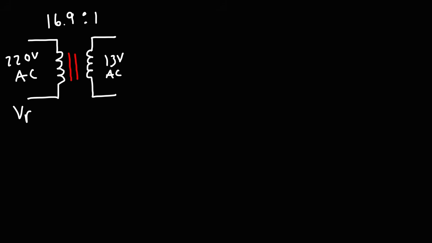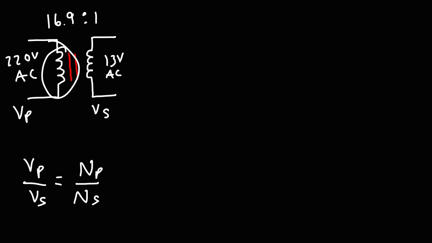This is the primary voltage on the left. On the right is the secondary voltage. The ratio between the primary voltage of the transformer and its secondary voltage is equal to the ratio of the primary turns to the secondary turns. So the number of coils of wire on the left side is 16.9 times greater than the number of coils of wire on the right side. So with this particular transformer, we can get an output of 13 volts AC or alternating current.